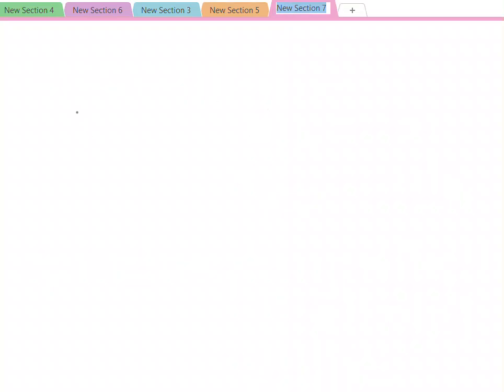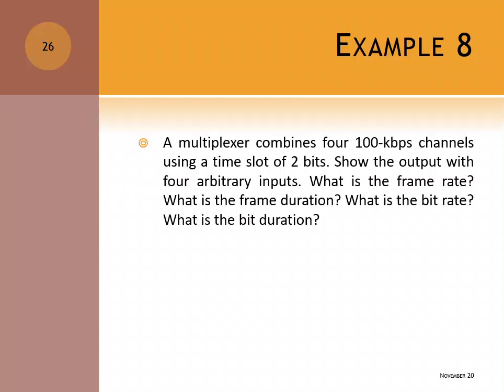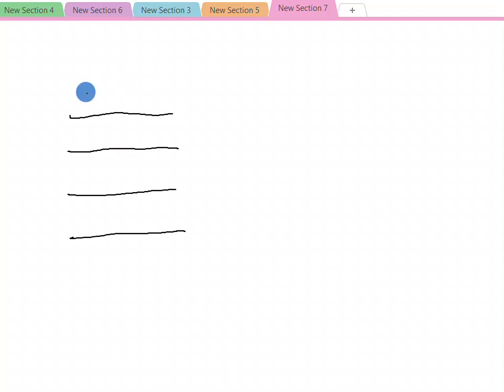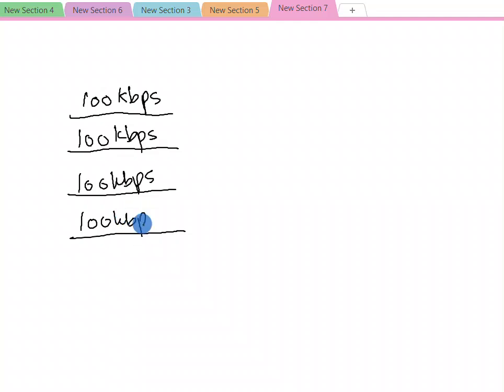Okay, so first let's draw. Okay, biasa kalau you dapat soalan, cuba draw dulu supaya you boleh nampak dia punya situasi tu dengan lebih jelas. Okay, 100 kbps. Input 100 kbps. Okay, ini adalah input rate.